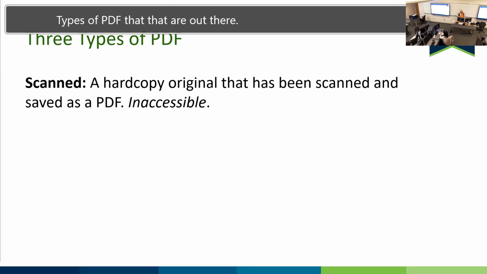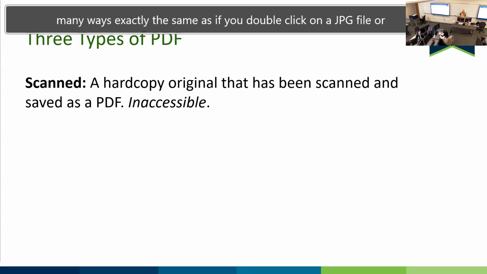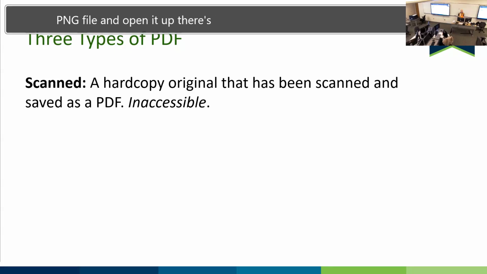The first type is a scanned PDF. Someone's gone to a copier or a desktop scanner, scanned it in, saved it as a PDF. Basically, this is just an image that has a PDF wrapper around it. It's in many ways exactly the same as if you double click on a JPEG file or a PNG file and open it up. There's no actual document information on there. It's just a bunch of pixels arranged in an order that makes sense to us visually. These are inaccessible. There's nothing there that gives someone with assistive tech any information about what the content is.